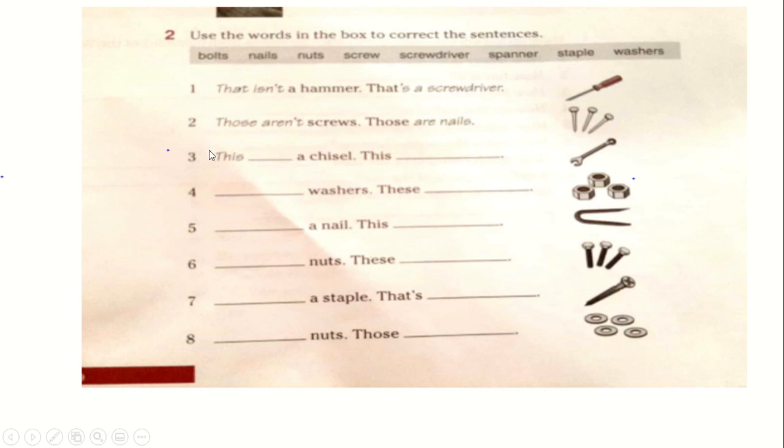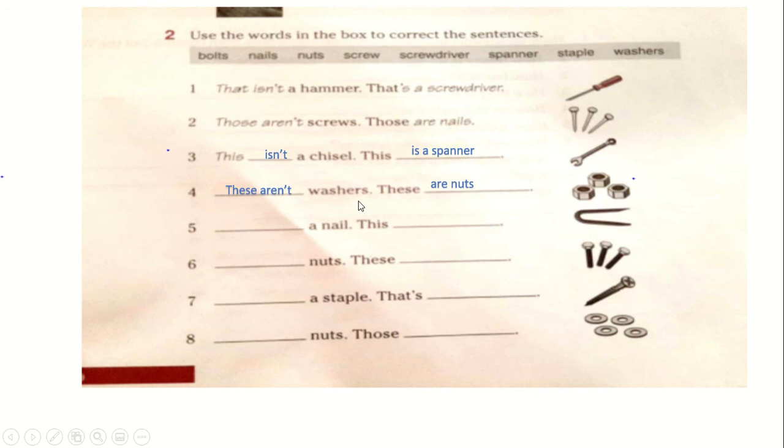Okay, so let's look at number 3 together. This, a chisel. Is this a chisel? No. So we say this isn't a chisel. This is a spanner. Very good. Now let's do number 4 again together. Washers or nuts. They are nuts. Okay, so how are we going to start here? We can look here. We found the word these, so we use it here. So what do we say? Excellent. These aren't washers. These are nuts.